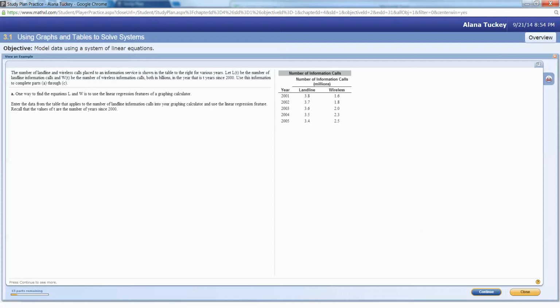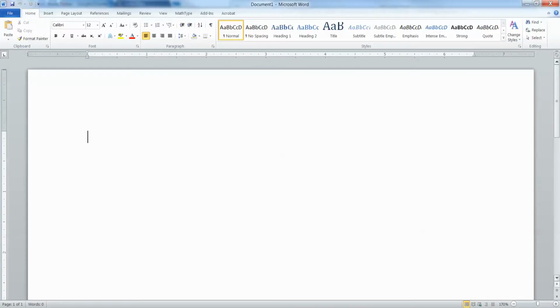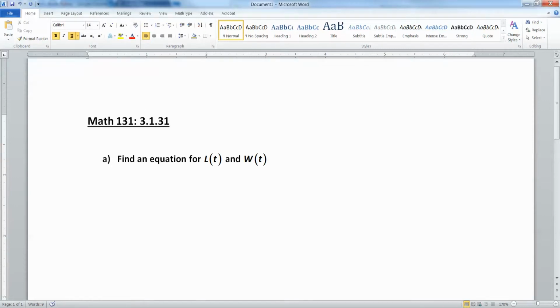So the first thing they want us to come up with is an equation for L and an equation for W. And if you read further, they want to let t be the year since 2000. Actually, they said it right here at the top. So let me type all that up real quickly. All right, so we want to find an equation for L of t and W of t.